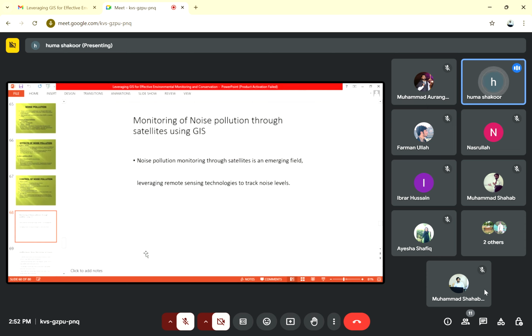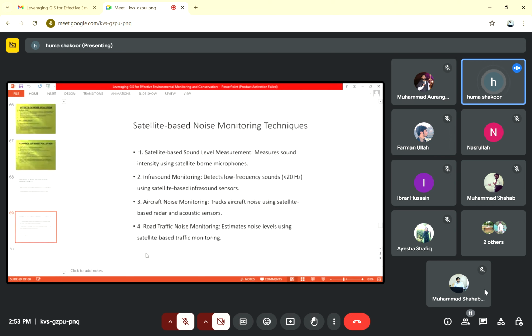Now come to our topic, the monitoring of noise pollution through satellites using GIS. Noise pollution monitoring through satellites is an emerging field, leveraging remote sensing technology to track noise pollution. These are the methods used. Satellite-based sound level measurement measures sound intensity using satellite-borne microphones. Infrasound monitoring detects low-frequency sound below 20 hertz using satellite-based infrasound sensors.